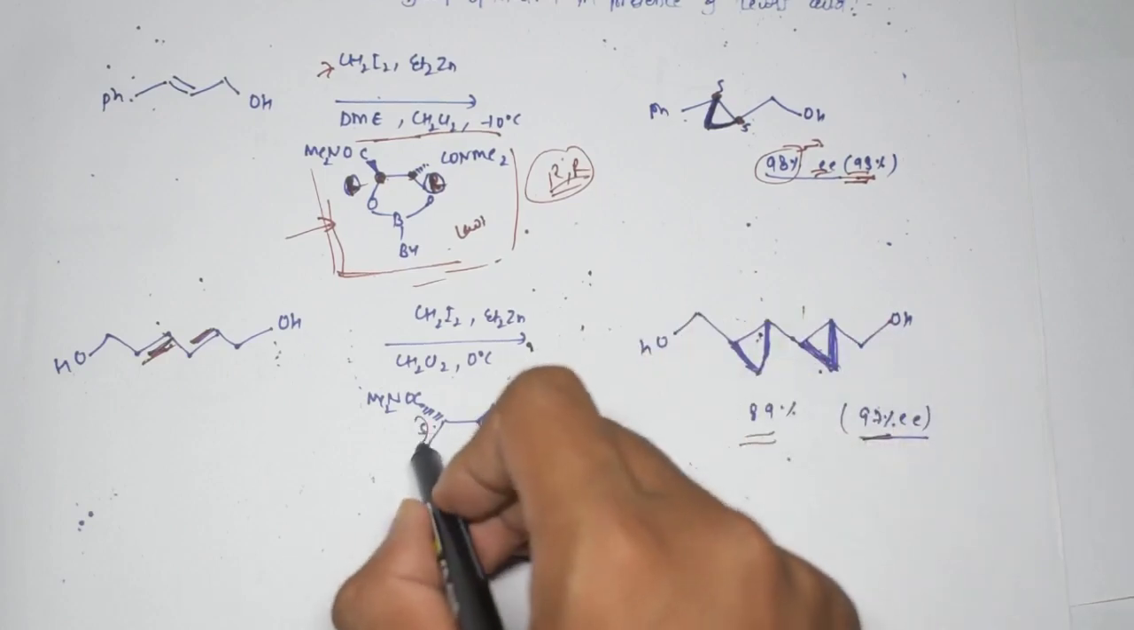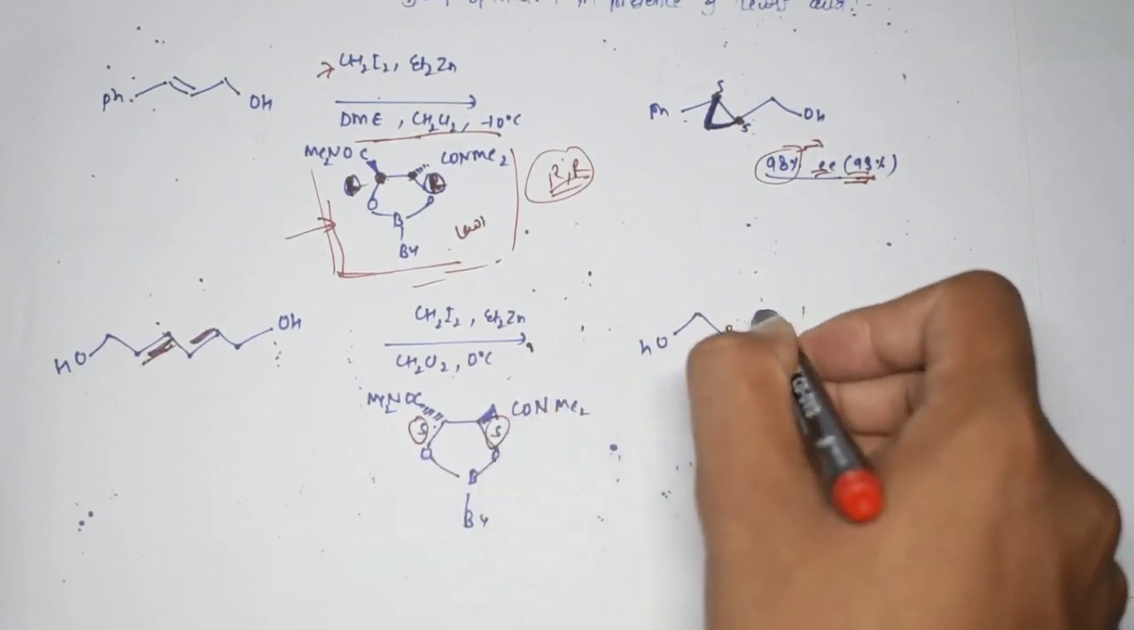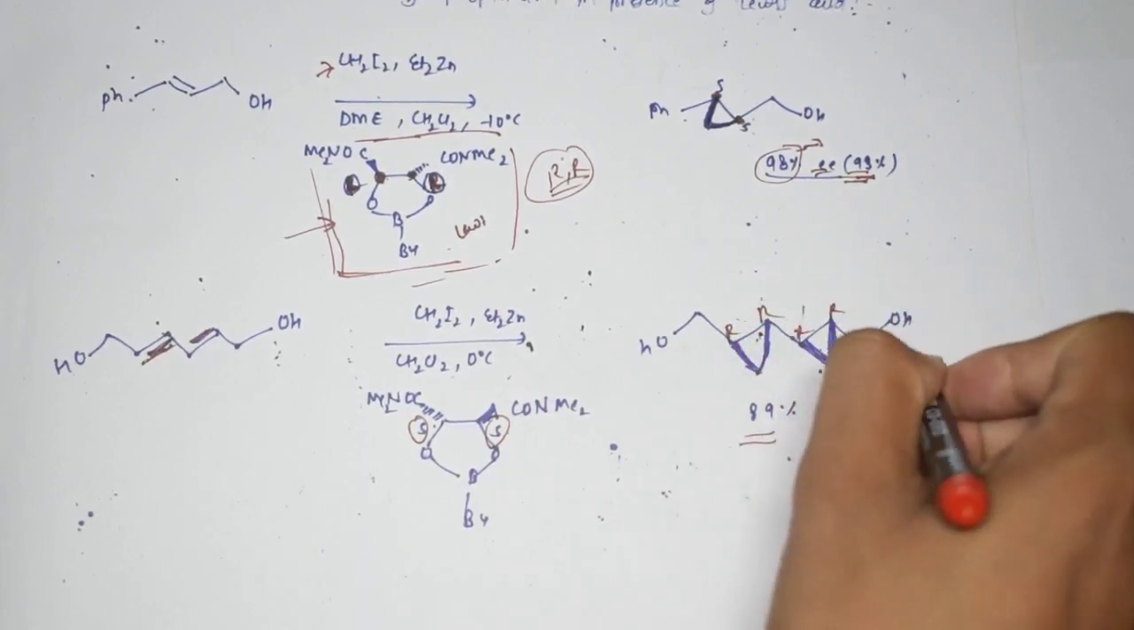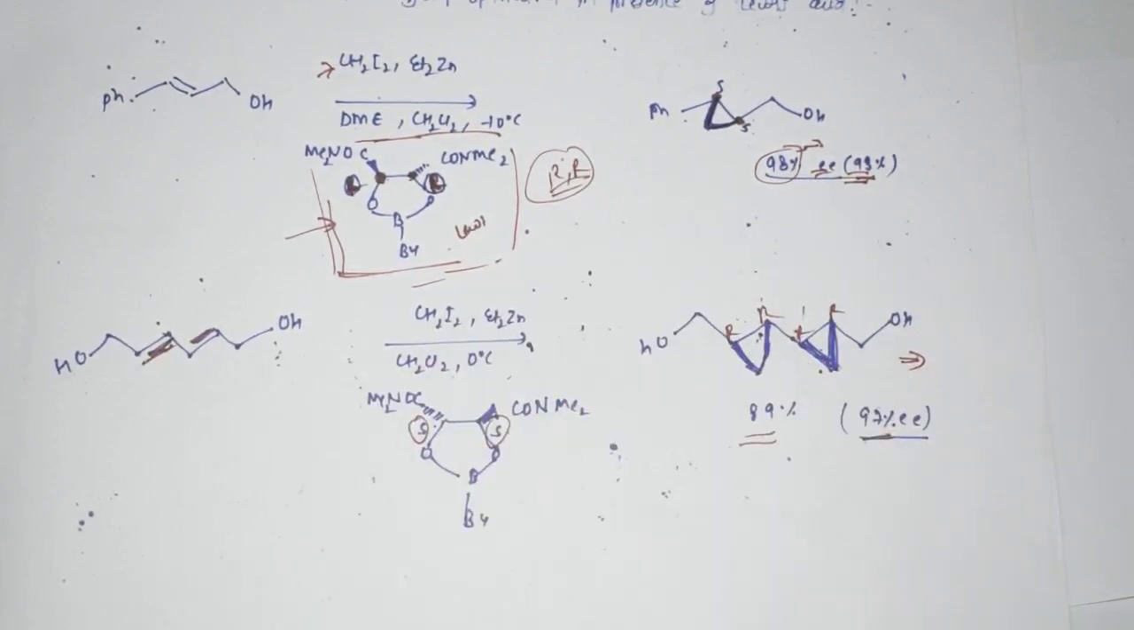And here we have the configuration as S and S. So here the configuration will be R, R, and this R, R, like this only, right? So this will be the product. I hope you understood up to this much.